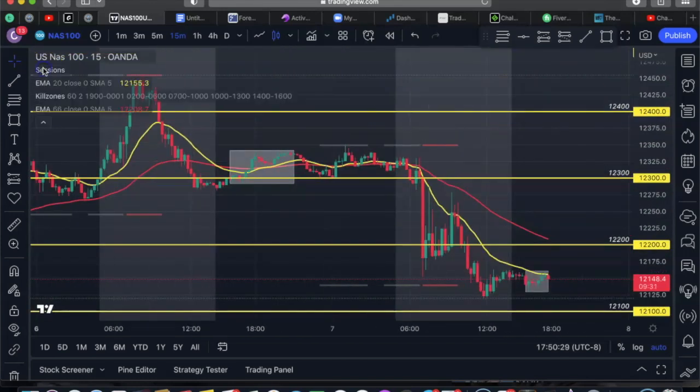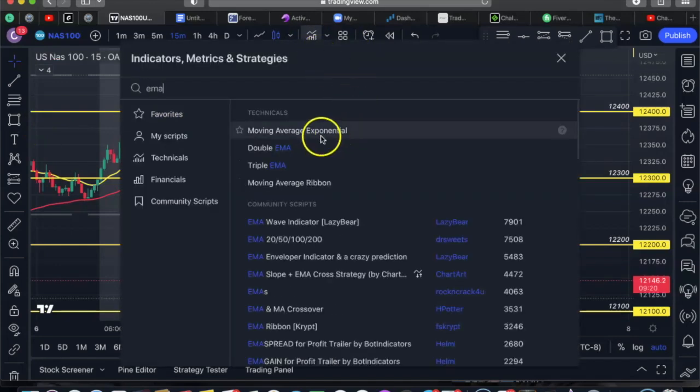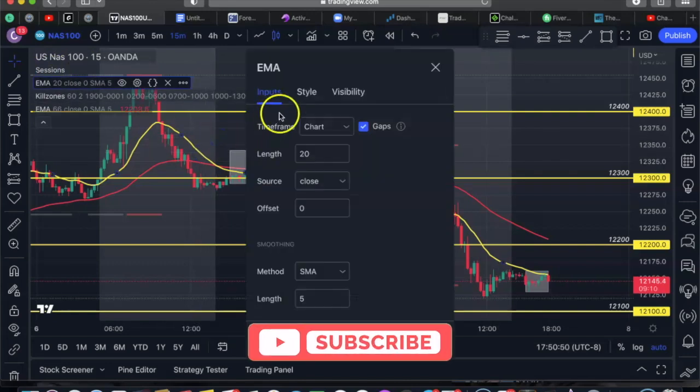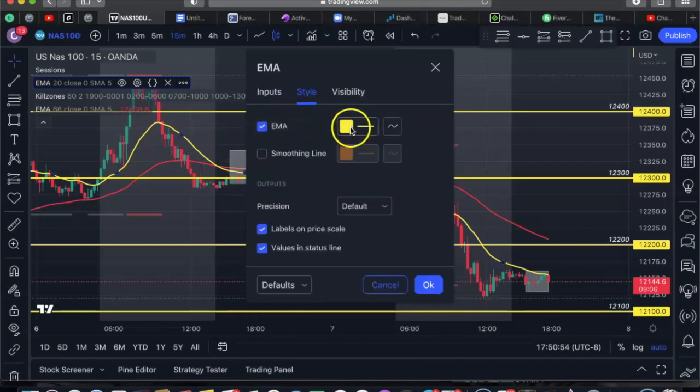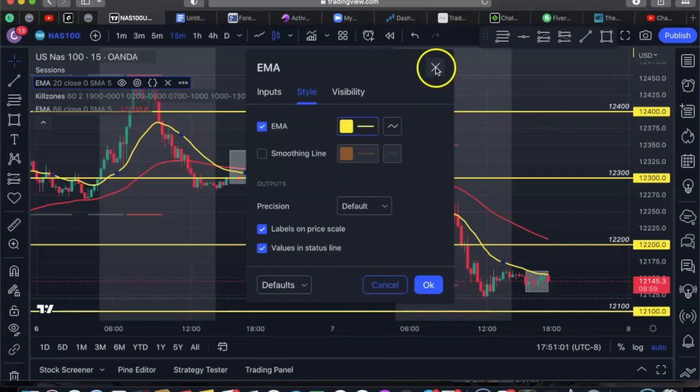Now the next two indicators are going to be the 20 EMA and the 66 EMA. My baby is the 20 EMA. So all you're going to do is go to indicators, type in EMA, and then you're going to click this two times. Now the first one is 20. You're going to go to the settings. Once you go to the settings, you're going to make the length 20. The style, I like to have it in a bright color so I can see. I have it in yellow, opacity all the way up, and the thickness on number 2.